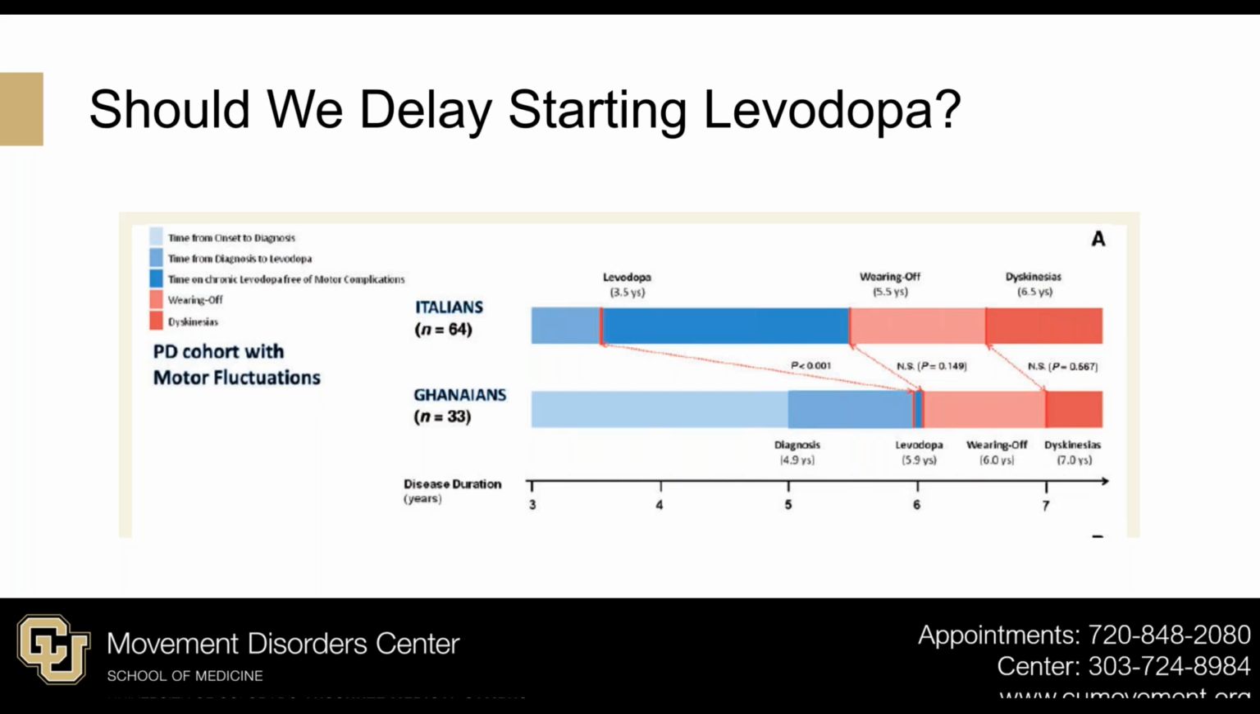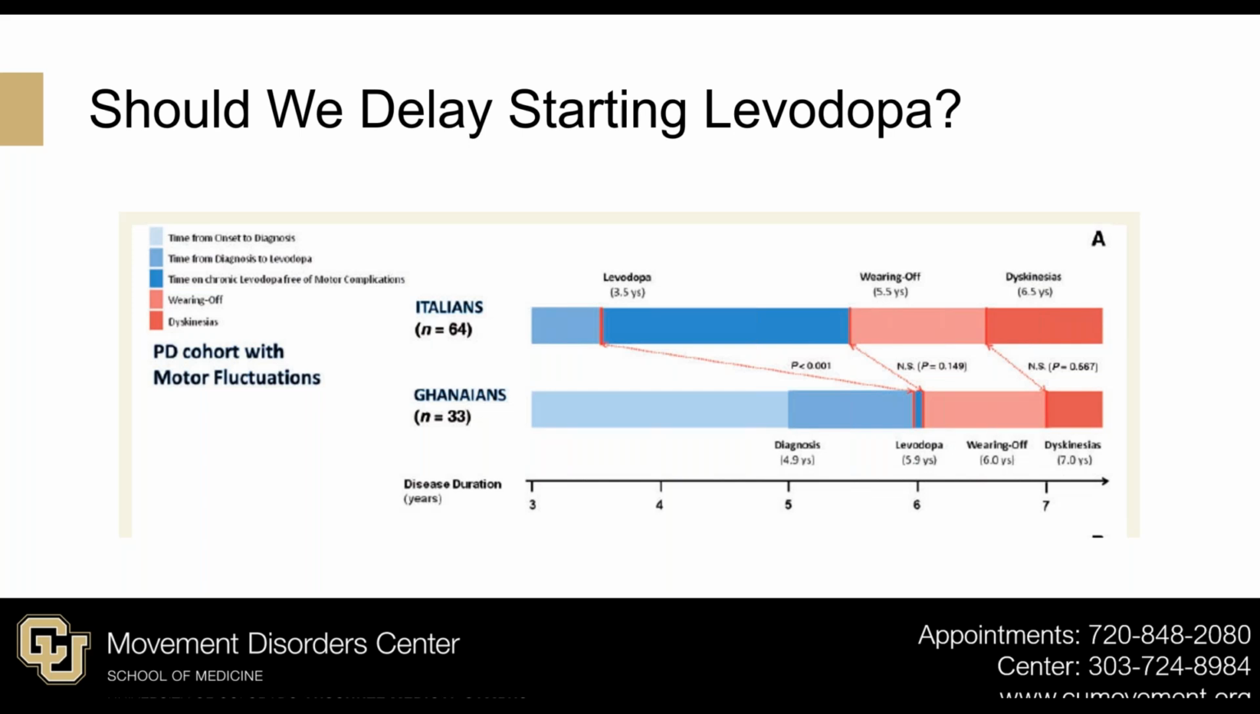So if you look at this, this is a study that looked at patients where the red line is essentially when they started levodopa, compared to Ghanaians who, in general, Africa has less availability of medication. In general, they started having off times and dyskinesia that wasn't statistically significantly different. So they all developed dyskinesias based on when their disease started, if that makes sense. So it was more about disease duration and less about the starting time of the medication.